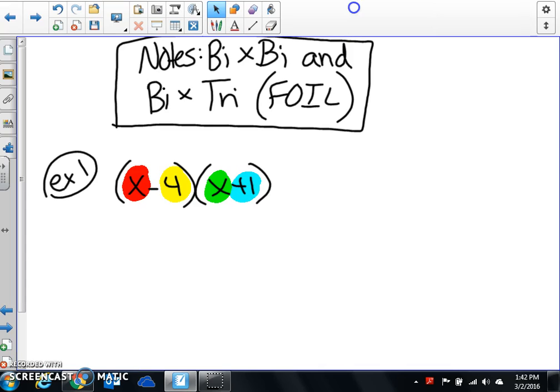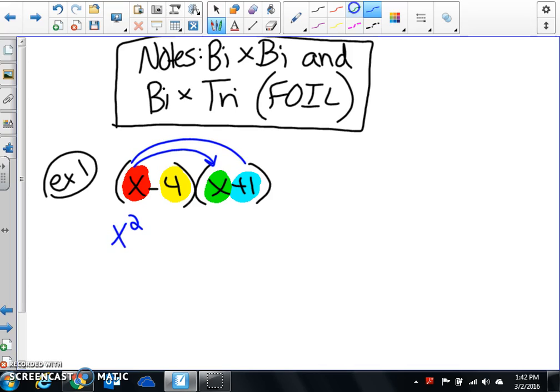So we're going to have 4 arrows at the end of this. So we start with the x. So x times x is x squared. X times 1 is a positive 1x. Now we go down here to the negative 4. Negative 4 times x is negative 4x. Negative 4 times a positive 1 is a negative 4.